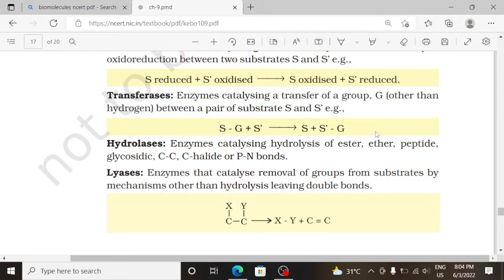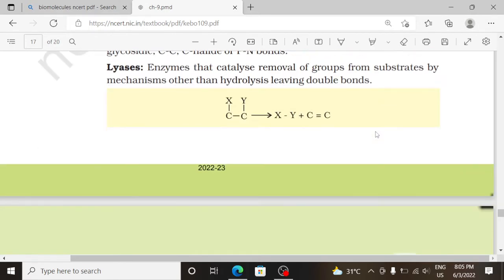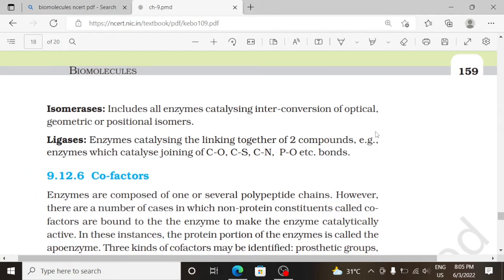Just refer to the textbook. Okay, hydrolases, enzymes catalyzing hydrolysis of ester, ether, peptide, glycosidic, C-C, C-halide or P-N bonds. Lyases means enzymes that catalyze removal of groups from substrates by mechanisms other than hydrolysis, leaving double bonds. Isomerases includes all enzymes catalyzing interconversion of optical, geometric or positional isomers. Ligases, enzymes catalyzing the linking together of two compounds. Example, enzymes which catalyze joining of C-O, C-S, C-N, P-O bonds.